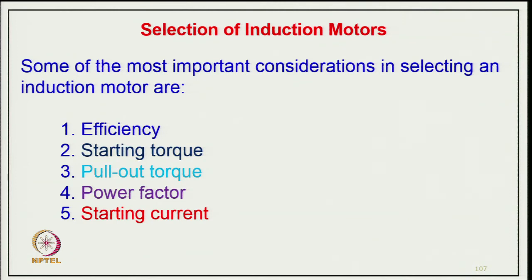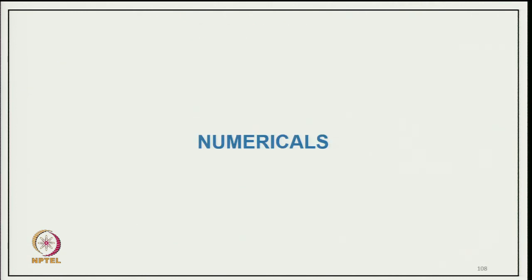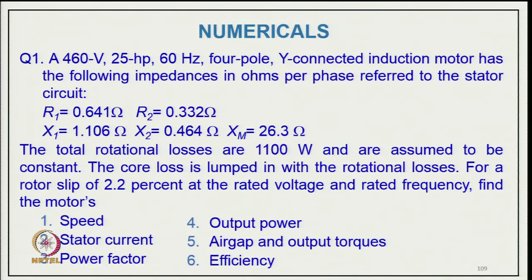Now, some of the most important considerations in selecting an induction motor are efficiency, starting torque, pull out torque, power factor and starting current. Now, coming to the numericals, starting with the first example: a 460 volt, 25 horsepower, 60 hertz, 4 pole star connected motor has the following impedance in ohms per phase referred to the stator circuit: R1 equal to 0.641 ohm, R2 equal to 0.33 ohm, X1 1.106 ohm, X2 equal to 0.464 ohm, Xm equal to 26.3 ohm.